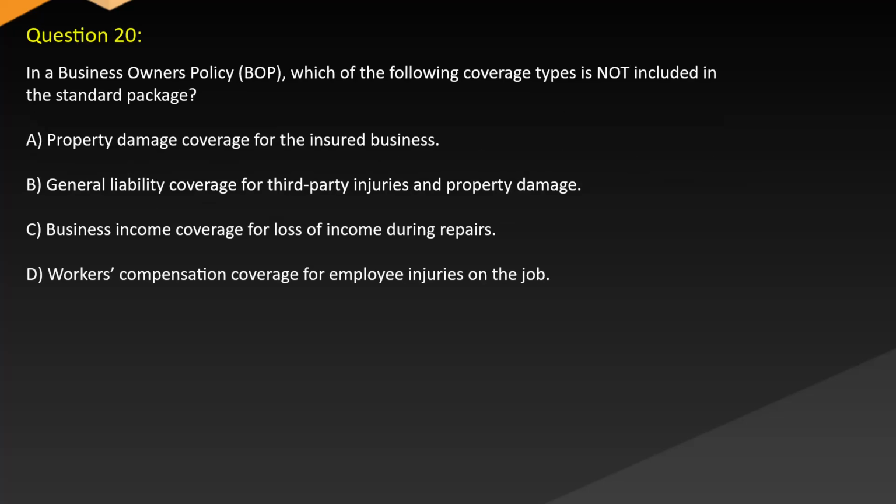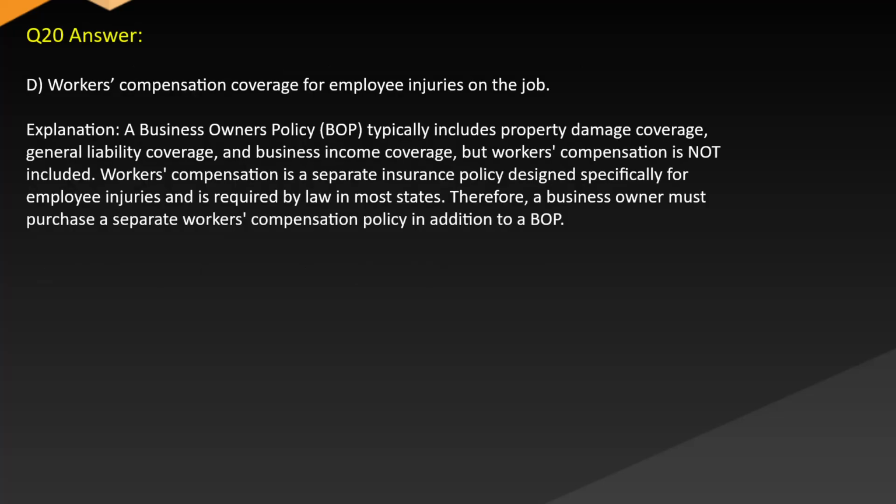Question 20. In a business owner's policy, BOP, which of the following coverage types is NOT included in the standard package? A. Property damage coverage for the insured business. B. General liability coverage for third-party injuries and property damage. C. Business income coverage for loss of income during repairs. D. Workers' compensation coverage for employee injuries on the job. Answer: D. Workers' compensation coverage for employee injuries on the job.